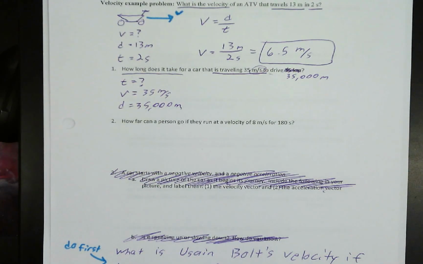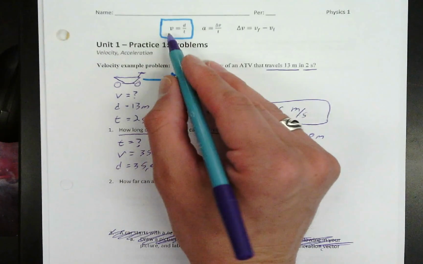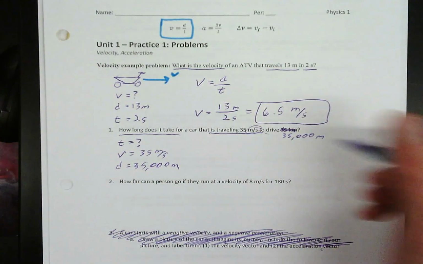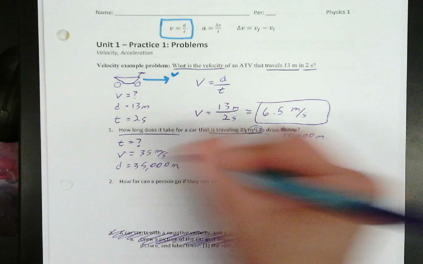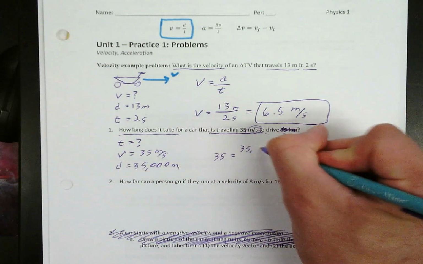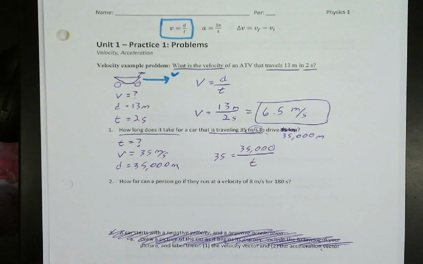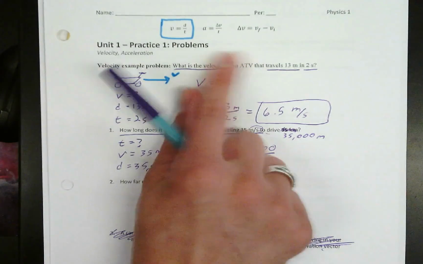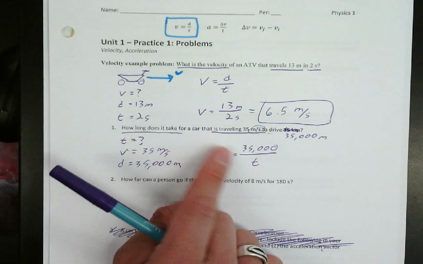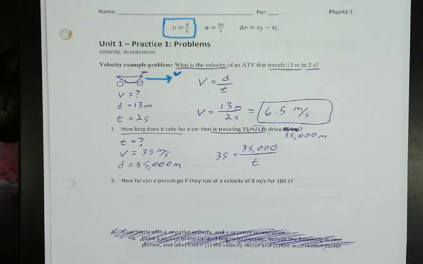Okay? All right. Now I set up my equation. The equation is v equals d over t. That's what I'm using the whole time here on the front page. So v is 35 equals d, which is 35,000, over t. And this is where a lot of people got stuck. Because they looked at this and they're like, what? It's not over here. It's supposed to be over here. So I need a different equation. But I don't have a different equation. So here's what you do.